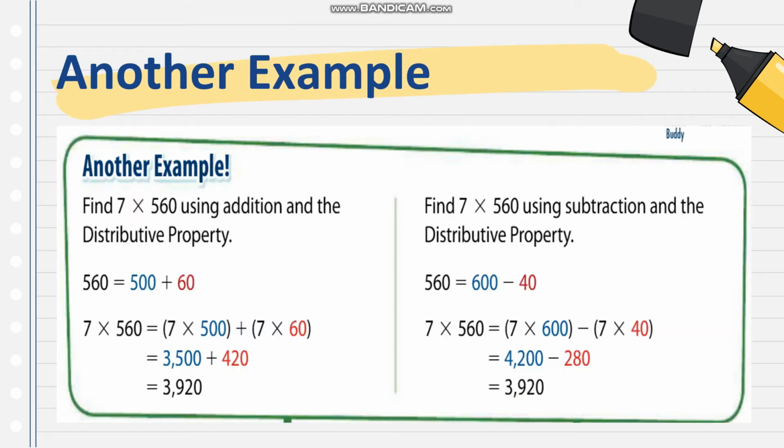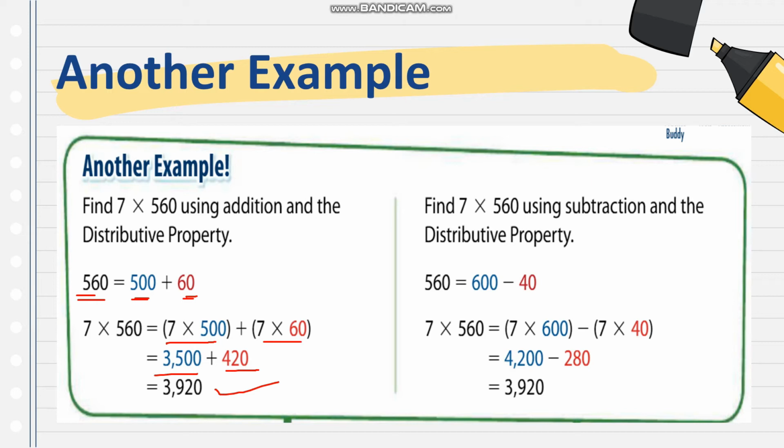Another example, find 7 multiplied by 560 using addition and the distributive property. So 560, I'm going to break into 500 plus 60. Then 7 multiplied by 500, then 7 multiplied by 60. So 7 multiplied by 500 is 3,500 and 7 multiplied by 60 is 420. So 3,500 plus 420, the answer is 3,920.